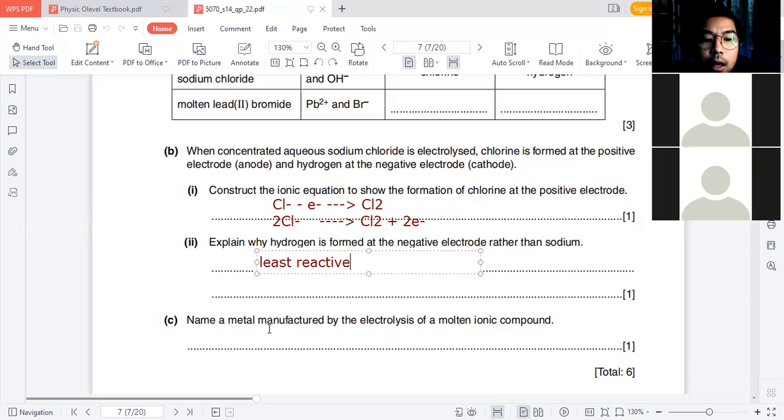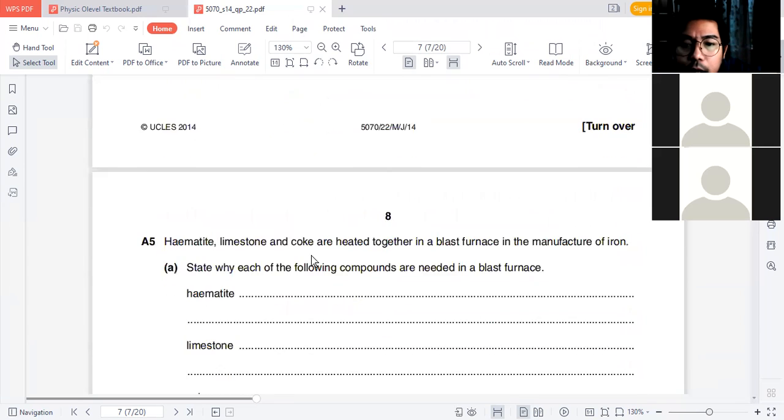So it's least reactive. Now, name a metal manufactured by electrolysis of a molten ionic compound. That would be aluminium. So is it good? Yes. For extraction of metals, we have extraction of iron, which is by blast furnace, and the other one is electrolysis, which is your aluminium. Now, any questions so far? No. Okay, let's move on. Next question.